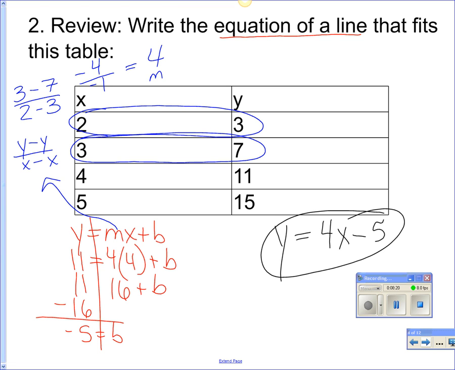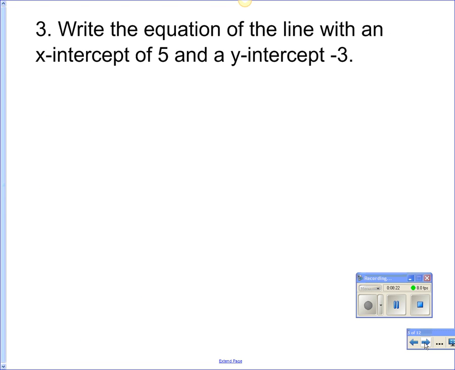Okay. The next one, number 3. Write the equation of a line with an x-intercept of 5 and a y-intercept of -3. All right. Jacob King, what's the formula for equation of a line? Y equals? Very good. Y equals mx plus b. So that's the formula for equation of a line.